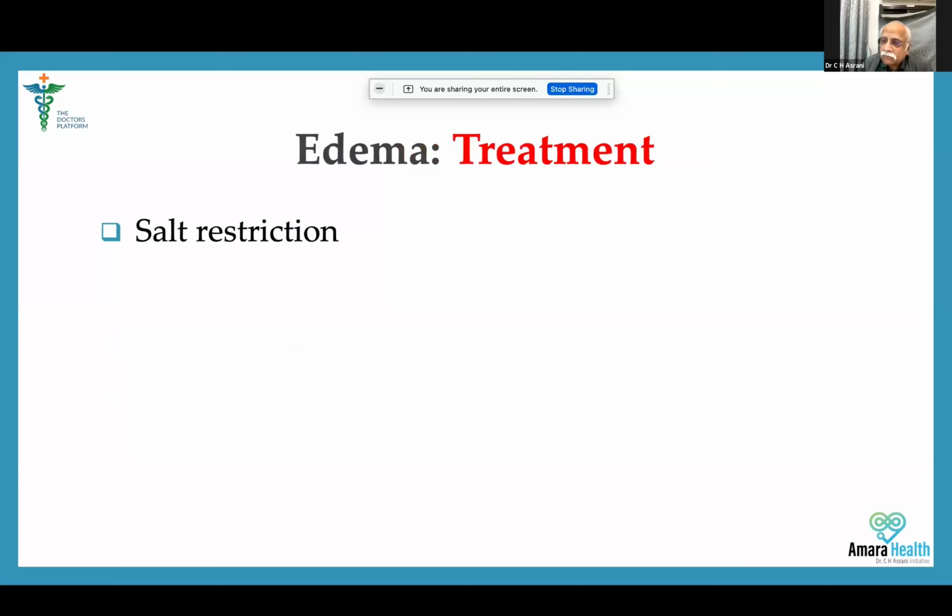Treatment, which is chronic: you have to reduce salt. Because wherever salt goes, water goes. I have explained this experiment once before. Take two plates, cut a tomato into two, put half each in each plate. In one plate, you put salt. After 10-15 minutes, in the plate where you put salt, you'll see much more water than the other plate. So the dictum is wherever salt goes, water goes.